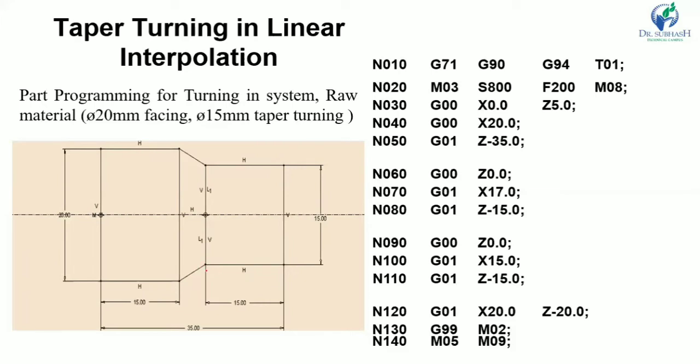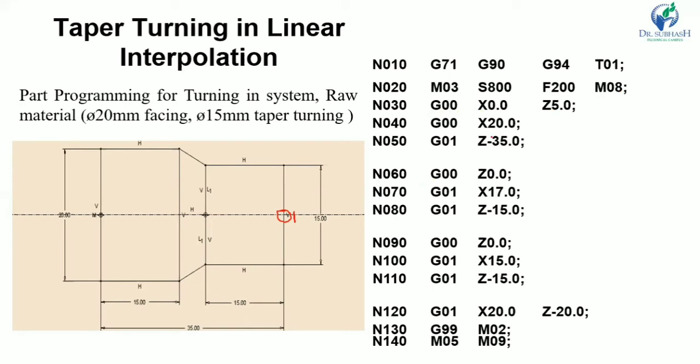Now let us understand this example. As usual, G71, G90, G94 and T01. Then M03, S800, F200, M08. Now here G00, X0, so it will be here. Our zero point is here, and Z5, so the tool will be 5 mm away from here. So initially the tool will be here.